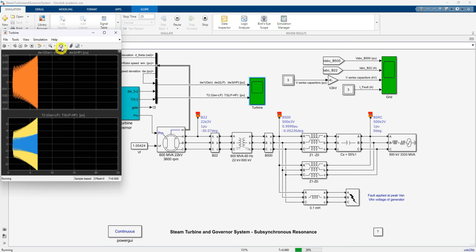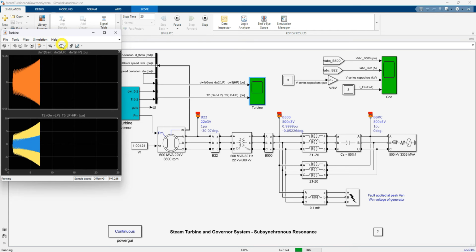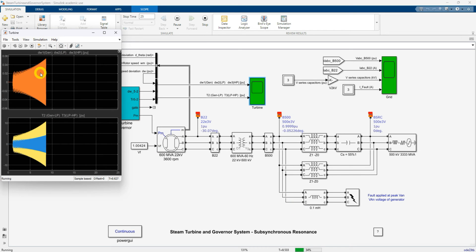Electrical network we are measuring. So here you see that, right? Because of that fault, the speed deviation will keep on increasing. That means this is because of the subsynchronous resonance.